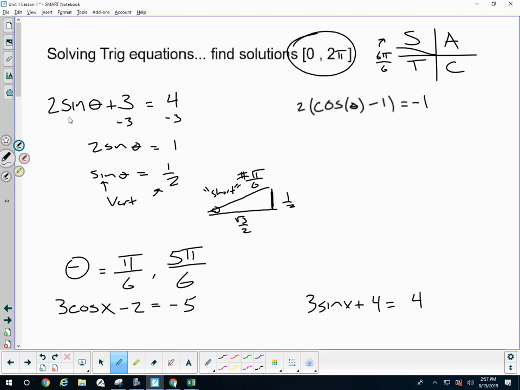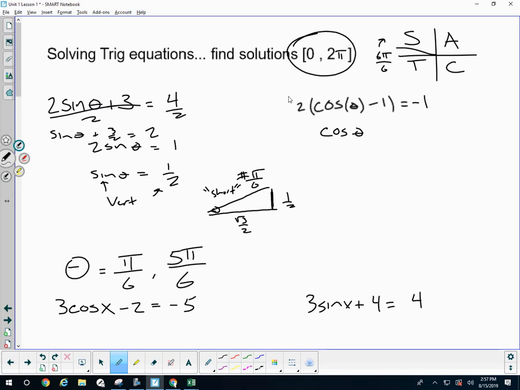We didn't have to subtract 3 first, then divide by 2. You could have divided by 2 to start with. But what people don't understand is that if you're dividing by 2, you're dividing everything by 2. This is why we don't teach that. Yes. So this would be sine theta plus 3/2 equals 2. Sine theta equals 1/2. This, you don't have to distribute first. You guys are old enough to kind of figure out the different ways to solve equations.